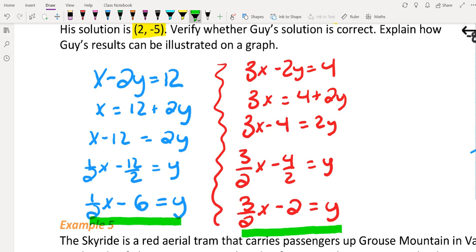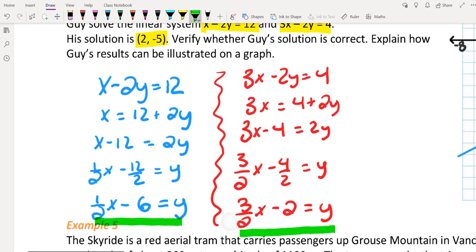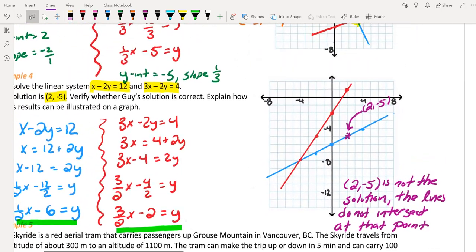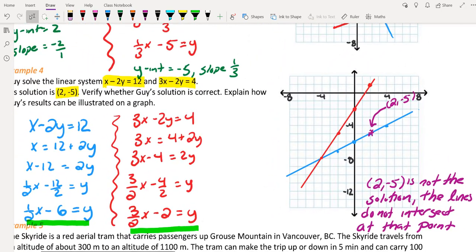So to verify if Guy's solution is correct, we have to know what the correct solution is. Now, I graphed these two lines. Hopefully your graph is very similar to this, right? And I found my intersection point of the two graphs to be right here at -4 and -8.